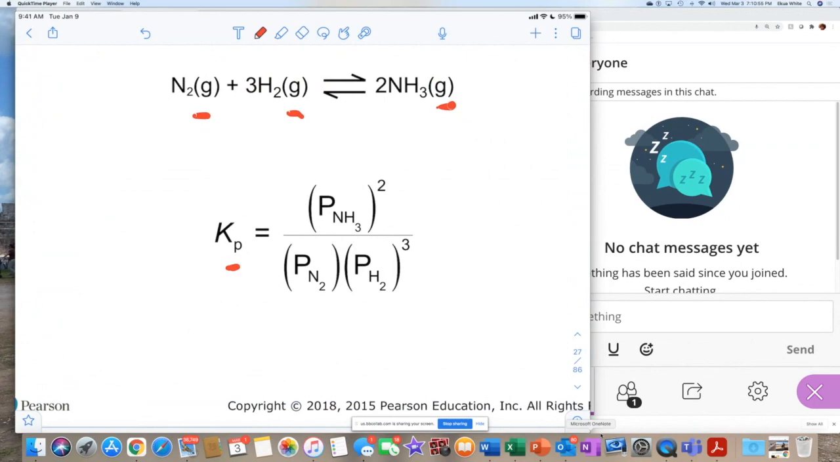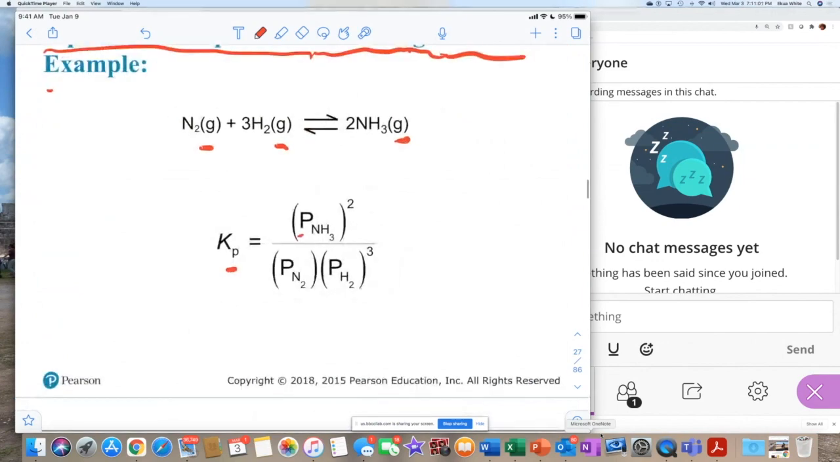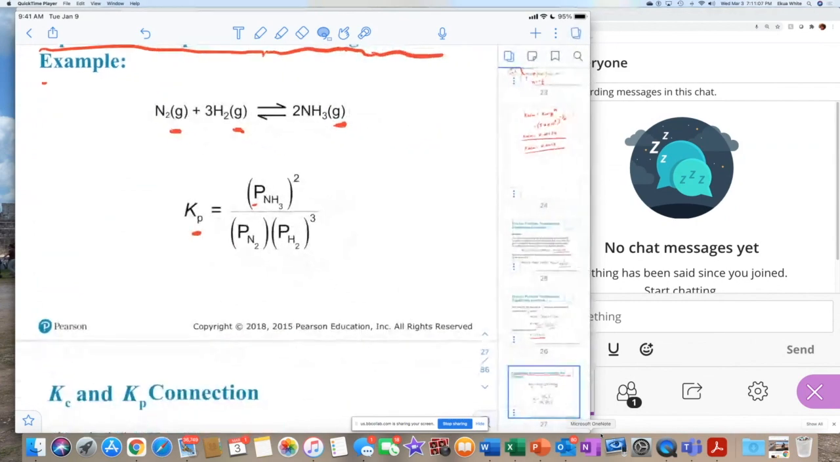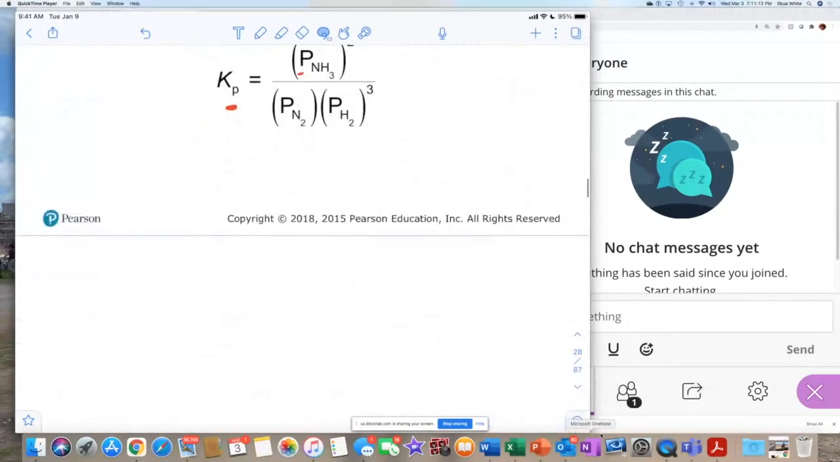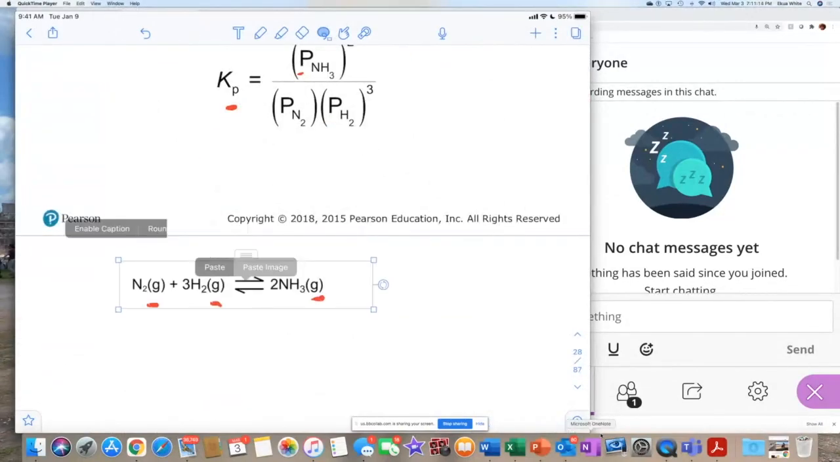This P here cannot be implied. It has to be stated. So Kp is equal to, you will write the pressure on top. Let me work this out so y'all can see, because, you know, seeing versus describing, right? Okay, let me put this over here. Paste image.